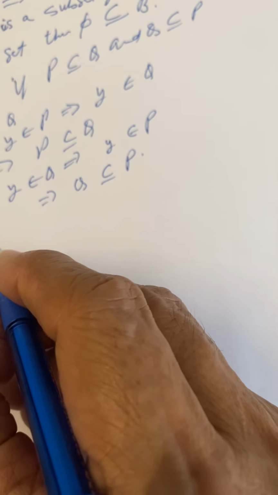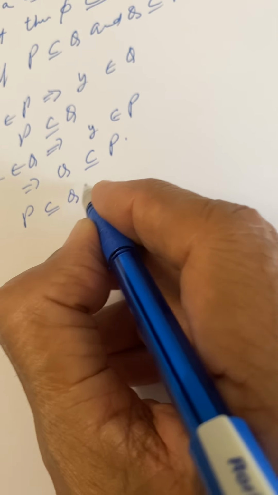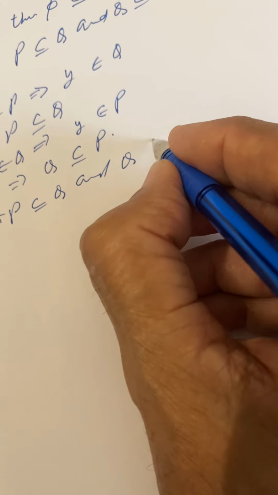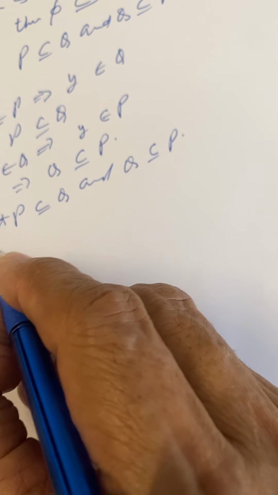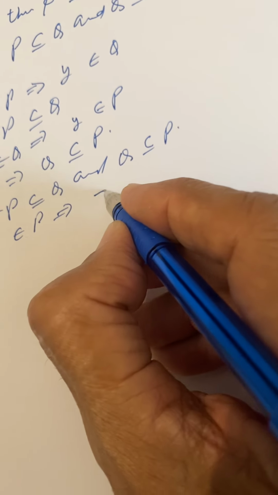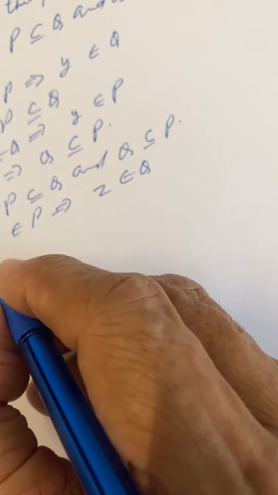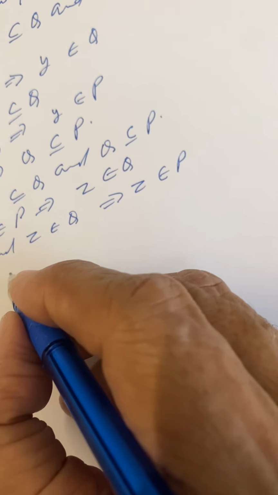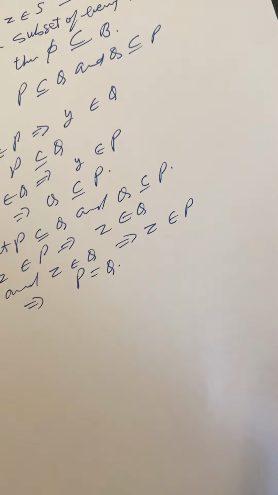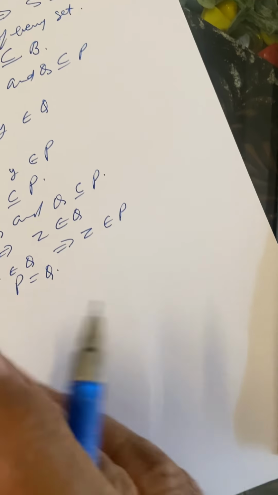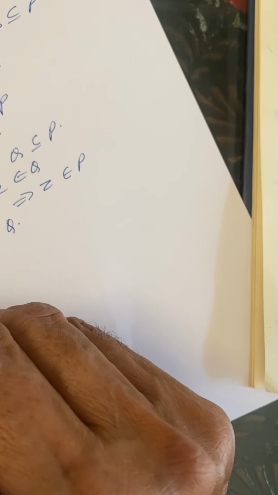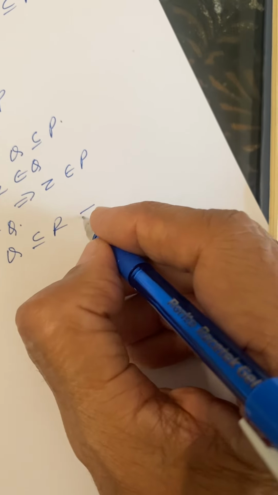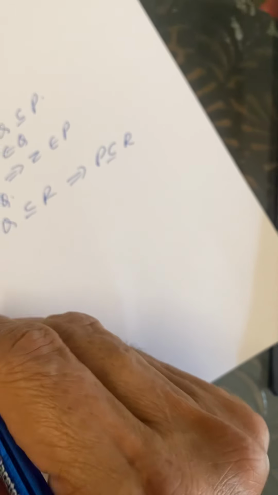Conversely, let P be a subset of Q and Q be a subset of P. Therefore, Z belonging to P implies Z belongs to Q, and Z belongs to Q implies Z belongs to P, which means P is equal to Q. Fourth property is: if P is a subset of Q, and Q is a subset of R, then P is a subset of R.